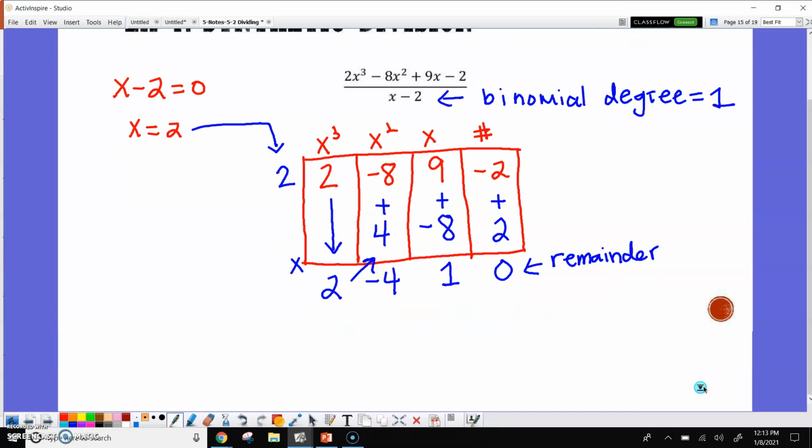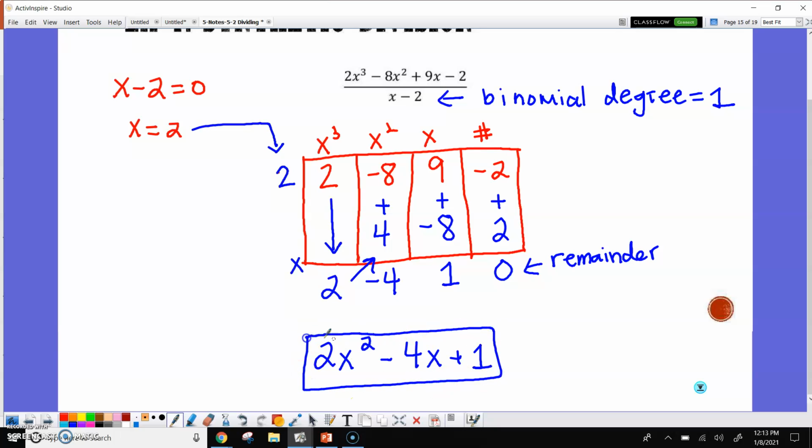So we don't have a remainder here. And then if we started with x cubed, this 2 is 2x squared. Then it would be -4x, and this would be our constant. So you just drop it down 1 exponent. So drop these down 1 exponent. And there's no remainder, so this is your answer. And if you checked with long division, you would get the exact same answer. Okay, we'll try another one.